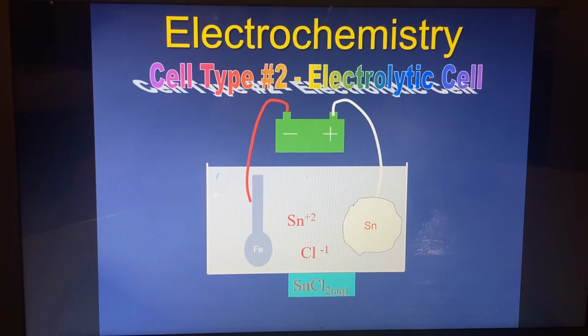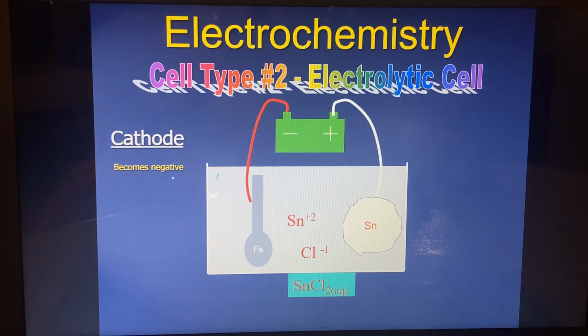Now, one of the other big differences between electrolytic and voltaic cells is that the cathode in an electrolytic cell is negative. In a voltaic cell, the cathode is positive. And this doesn't change. There's no logical way to figure this out. I've tried. It's one of those things you just have to memorize. In a voltaic cell, the cathode's positive. In an electrolytic cell, the cathode is negative. So it's going to become negative.